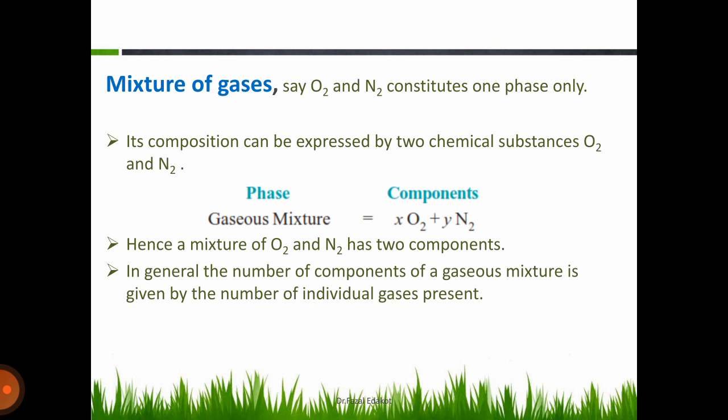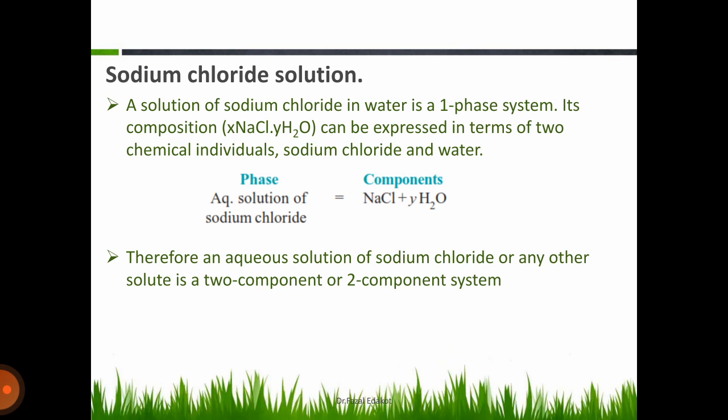It is XO2 plus YN2. You cannot nullify the presence of oxygen or nitrogen. So hence the mixture of oxygen and nitrogen has two components. In general, the number of components of a gaseous mixture is given by the number of individual gases present.